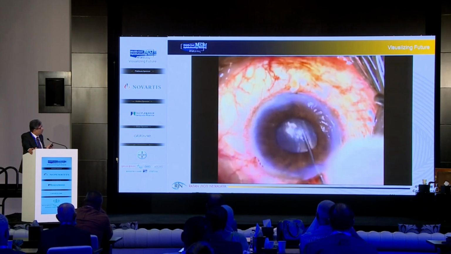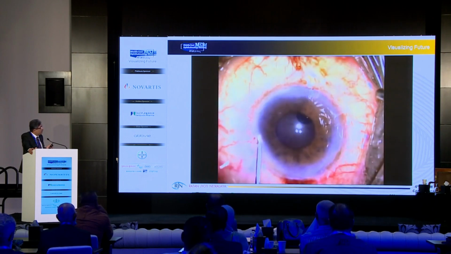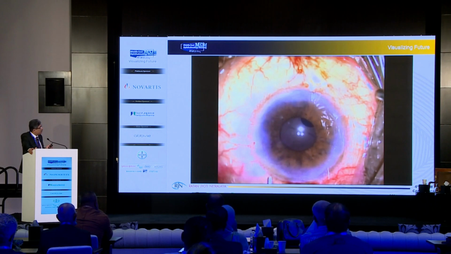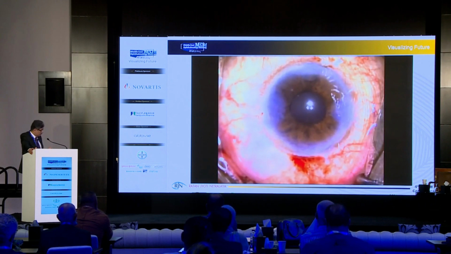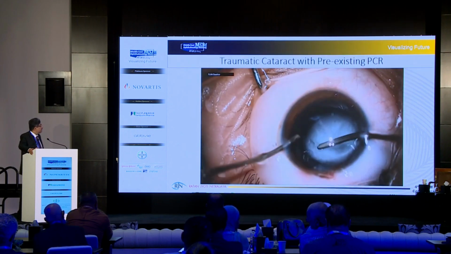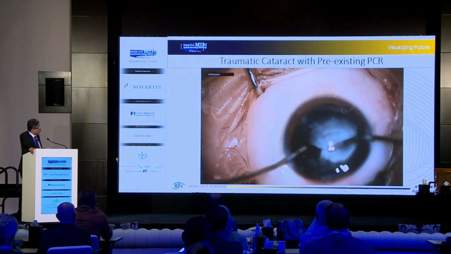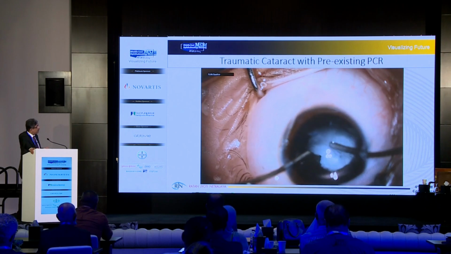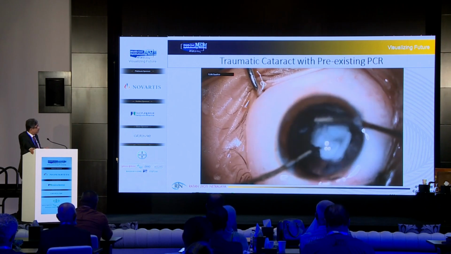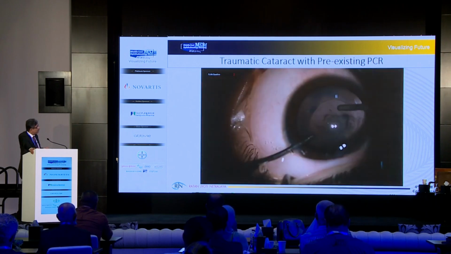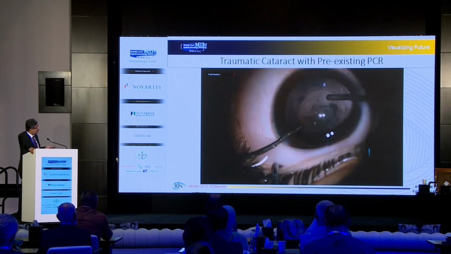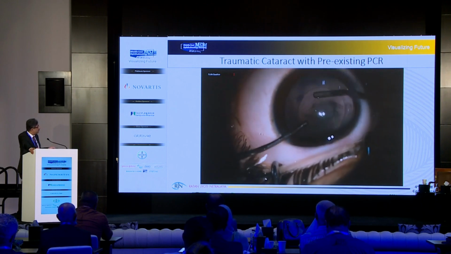So, mind it, when you place the power of the lens, you decrease the power by half a diopter so that it does not create a myopia. Sometimes in traumatic cases, you get a pre-existing rent. So in this particular case, there was a pre-existing rent, which one can see here.